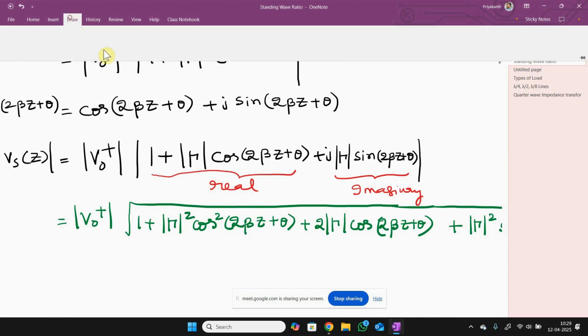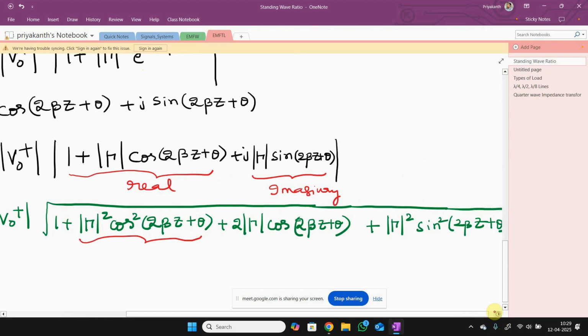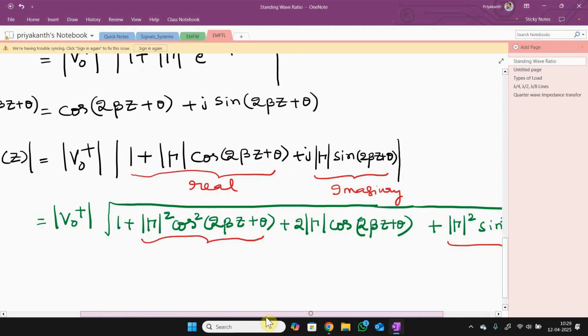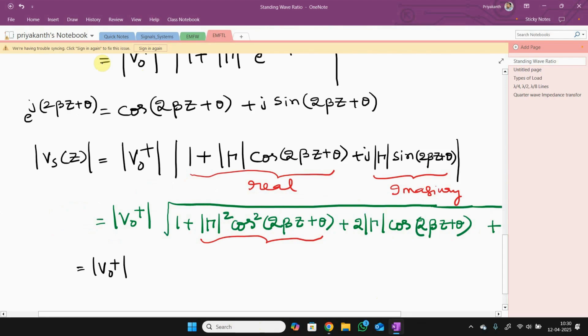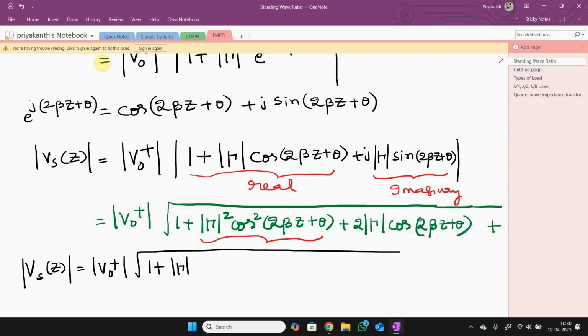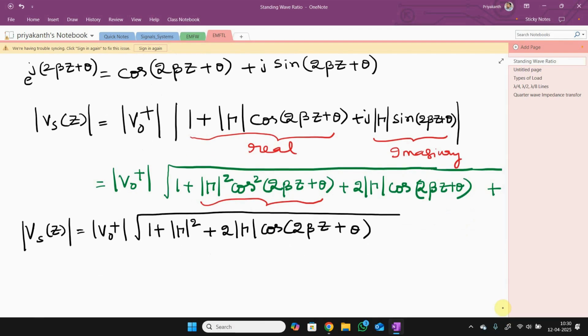Now you can observe that mod gamma square cos square plus mod gamma square sin square can be replaced as mod gamma square, because cos square plus sin square is 1. So this I am writing again, mod Vs of z is equal to under root, can you please tell me now, simplified version, 1 plus mod gamma square plus 2 mod gamma cos of 2 beta z plus theta. Okay, so this is a simplified form of the magnitude of Vs of z.